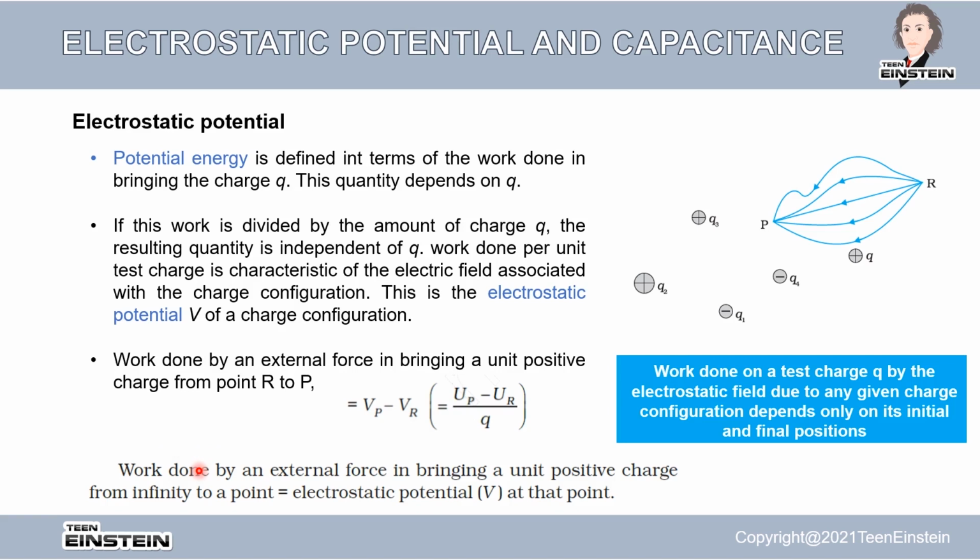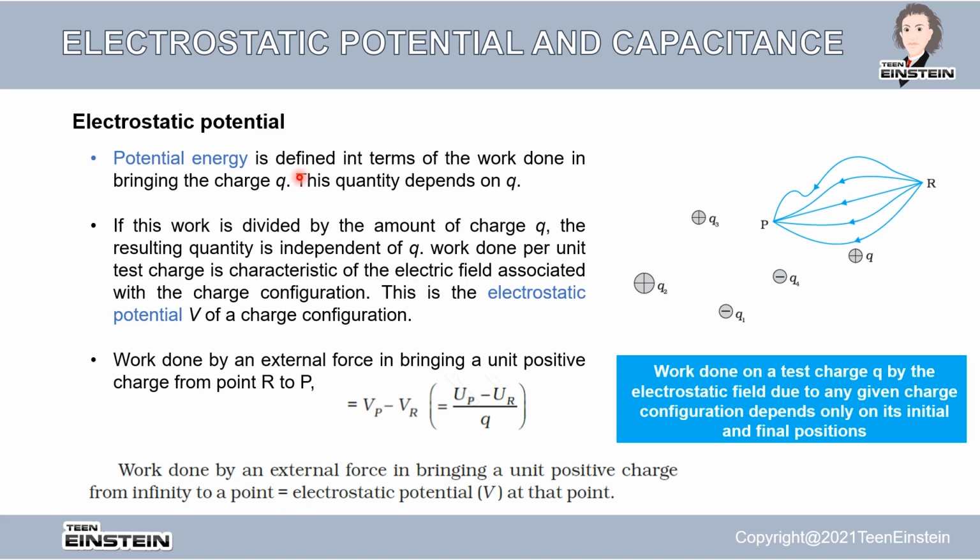So we defined potential energy as the work done in bringing a charge q from one point to another point. Now this work done is going to depend on the charge q also, because if you bring a bigger charge you need to do a lot of work. So if you divide this work done by the amount of charge q, you get electrostatic potential V. I'll repeat this: if this work is divided by the amount of charge q, the resulting quantity is independent of q.